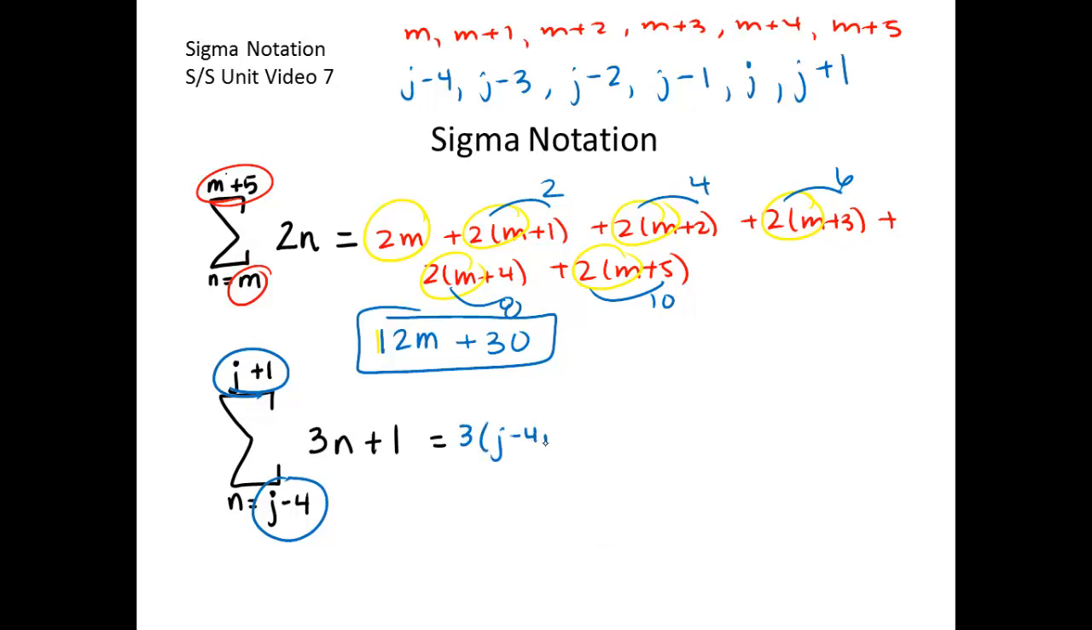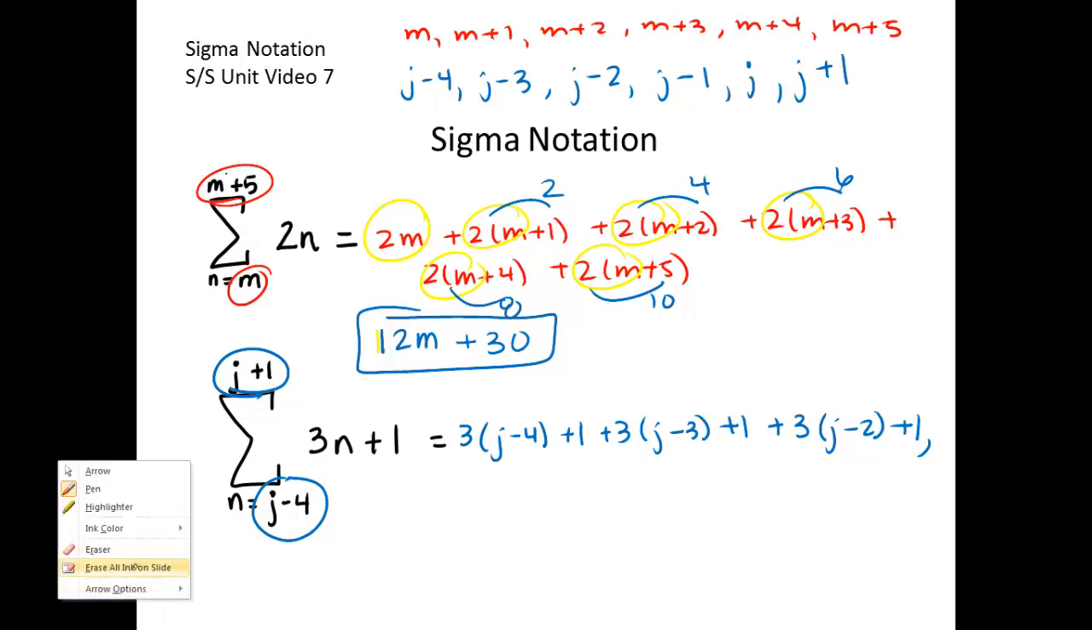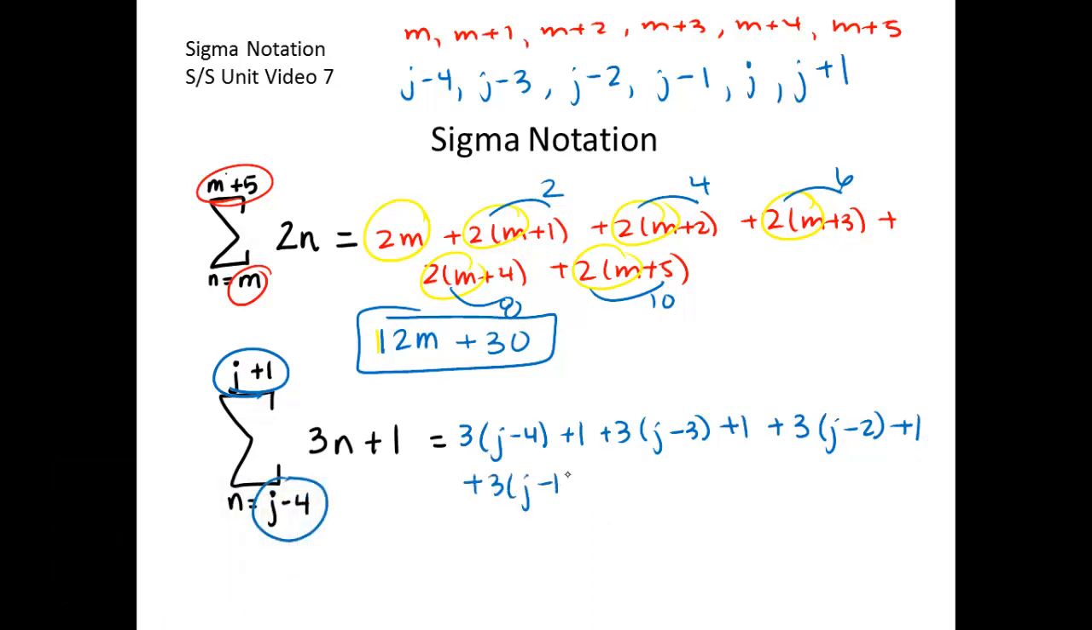3 times j minus 4 plus 1, 3 times j minus 3 plus 1, plus 3 times j minus 2 plus 1. Oops, that should not be there. It should be a plus sign. Plus 3 times j minus 1 plus 1 plus 3 times j plus 1 plus 3 times j plus 1 plus 1. So again, I'm not going to ask that you go ahead and expand this or to simplify this, but this is the expansion of this sigma notation.